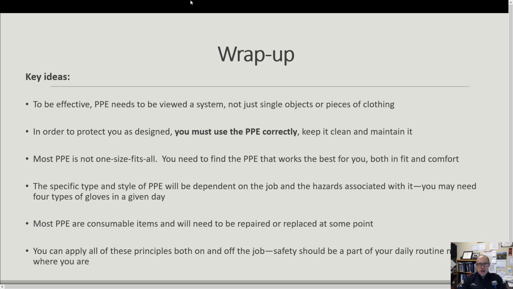And also, you can apply all these principles on and off the job. Safety should be part of your daily routine, no matter where you are. If you're running a weed eater for an hour, you should be wearing hearing protection for that. Same thing with your lawnmower. If you're climbing under your car to change the oil, you should be wearing safety glasses. So think about that stuff. It's hard to be a welder when you can't get to work because you're injured from working on your car over the weekend. So stay safe.